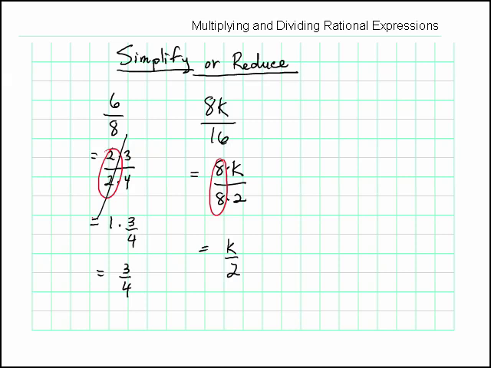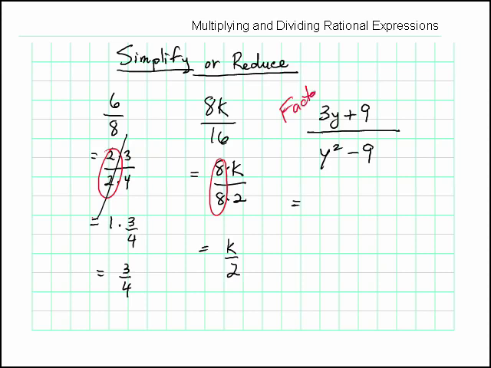Next one is, where'd it go? Oh, here it is. 3y plus 9 over y squared minus 9. Now, I cannot just cross out the 9s. That would be wrong. What I have to do first is factor everything.